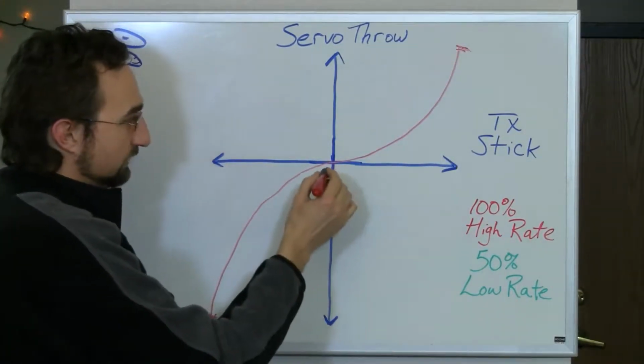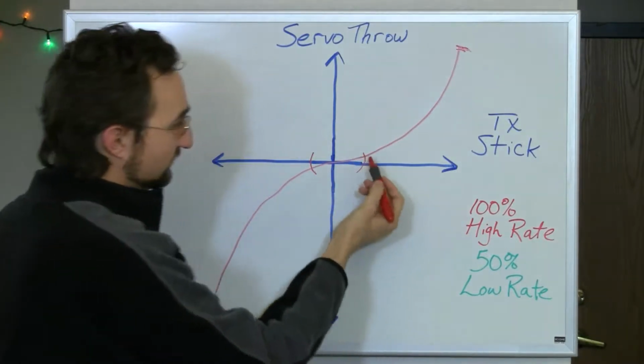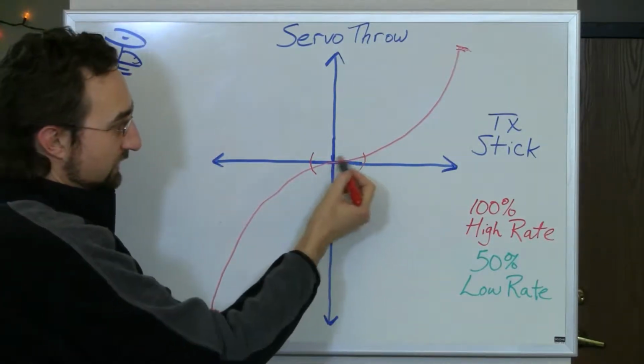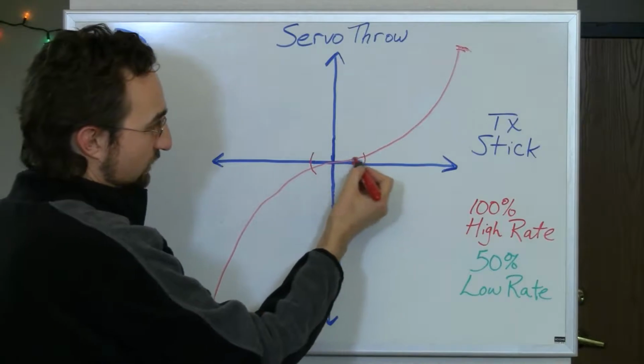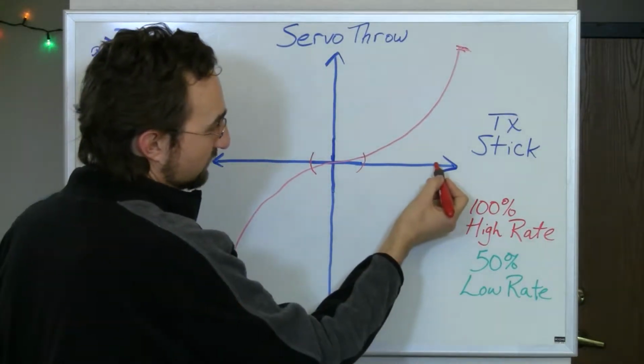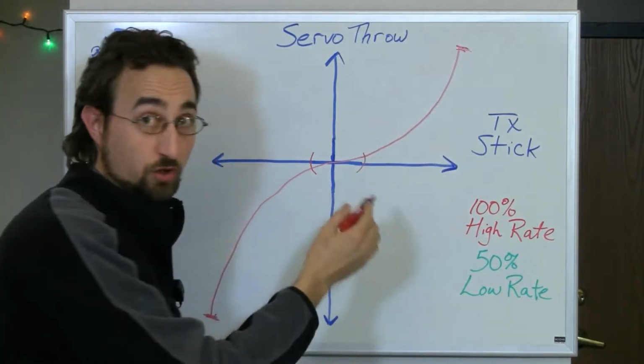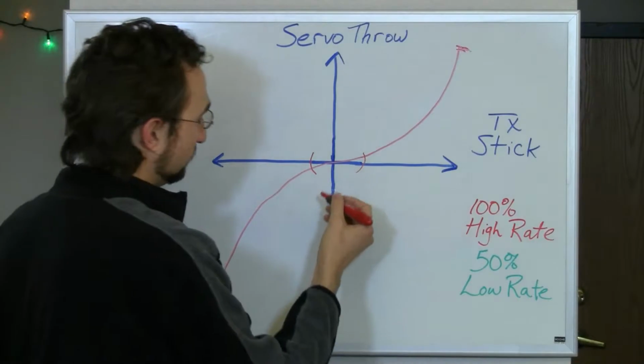At the center point, or around it, you can see that the servo throw isn't linear anymore, that it actually has a curve here, and that it's not moving as far as if my transmitter stick is over here. Then my servo throw is almost at an exponential curve. That's how they get the term exponential.